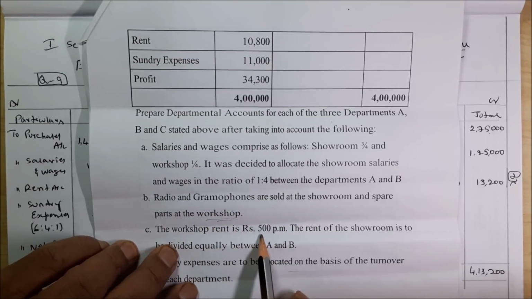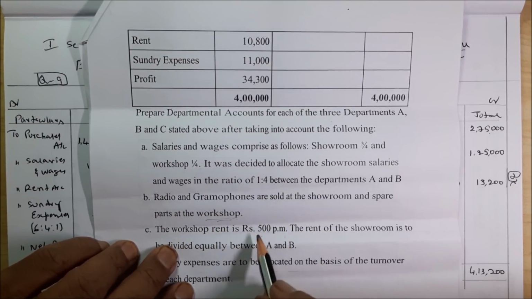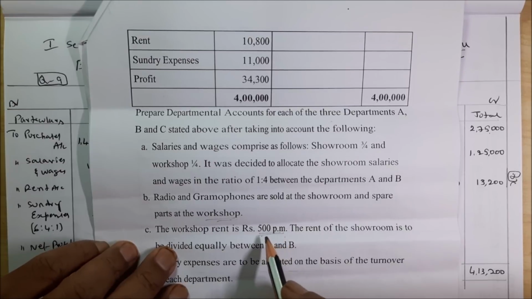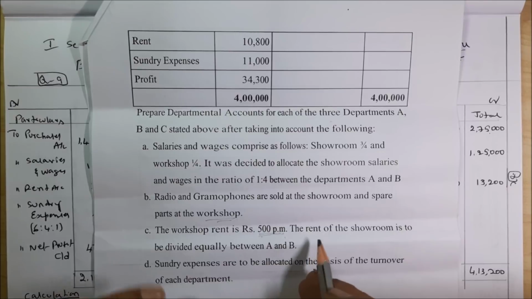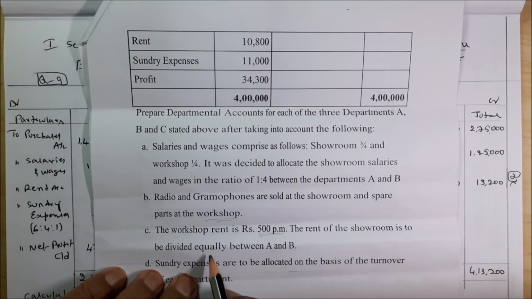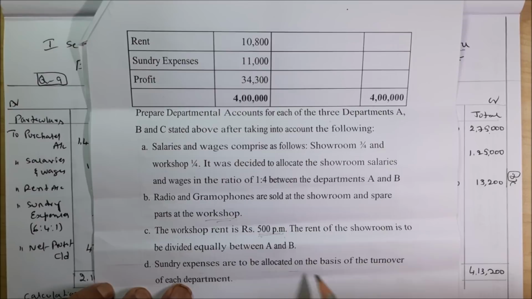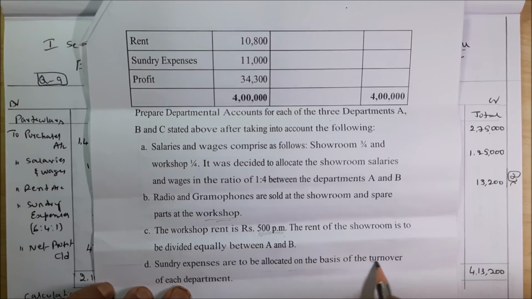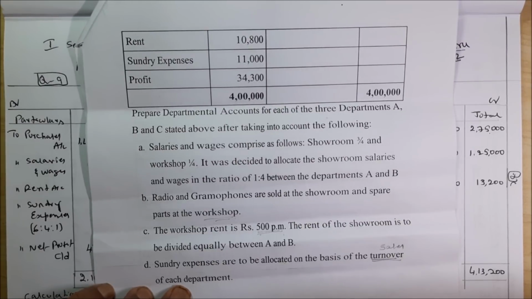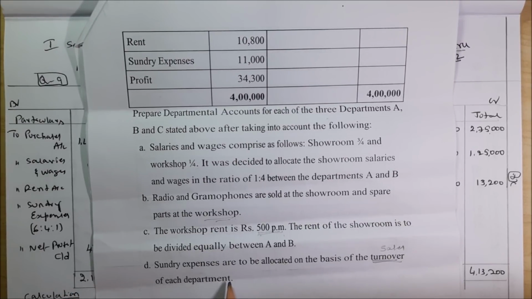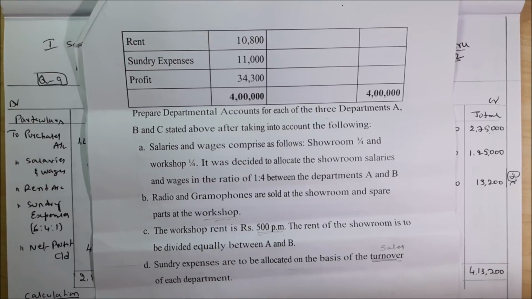The workshop rent is rupees 500 per month. That means how many months old is it? 6 months old. So 500 into 6, it becomes 3,000. The rent of the showroom is to be divided equally between A and B. Sundry expenses are to be allocated on the basis of turnover. What is turnover? Turnover is also called the sales ratio of each department, right? Now, we have to work out the problem.